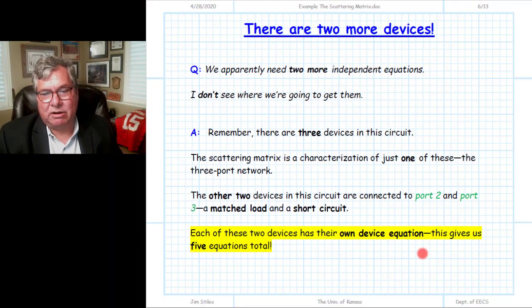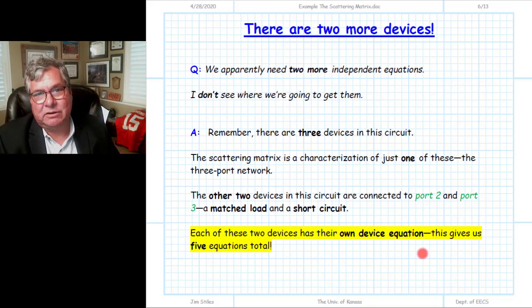So we look at this, the scattering matrix gave us 3 equations, but we found we have 5 unknowns, and so what we're lacking are 2 more equations. We need 2 more independent equations to have the requisite number of equations for the number of unknowns. Now, where are we going to get these 2 more equations?